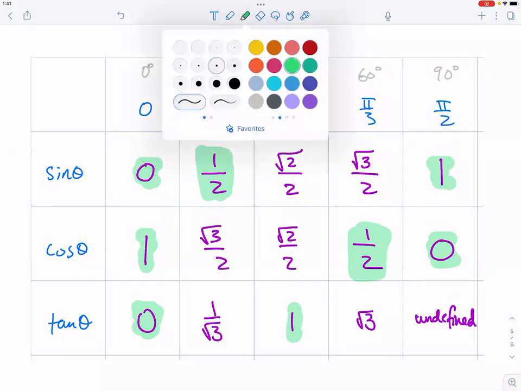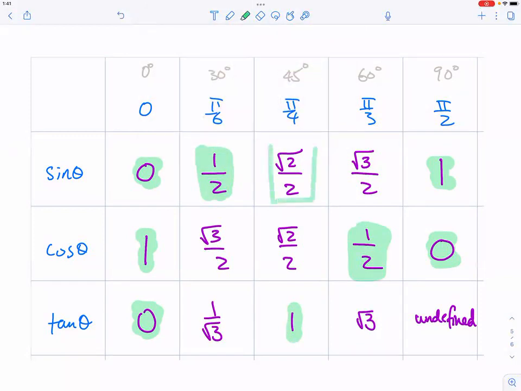And then another value that's also easy to know is the √2/2. They're right at the center, and they are the same for both columns. I think that's pretty special. So once you know these values, you can pretty much fill out the remaining blanks. But now, this table only covers the first quadrant. What about quadrant 2, quadrant 3, quadrant 4?